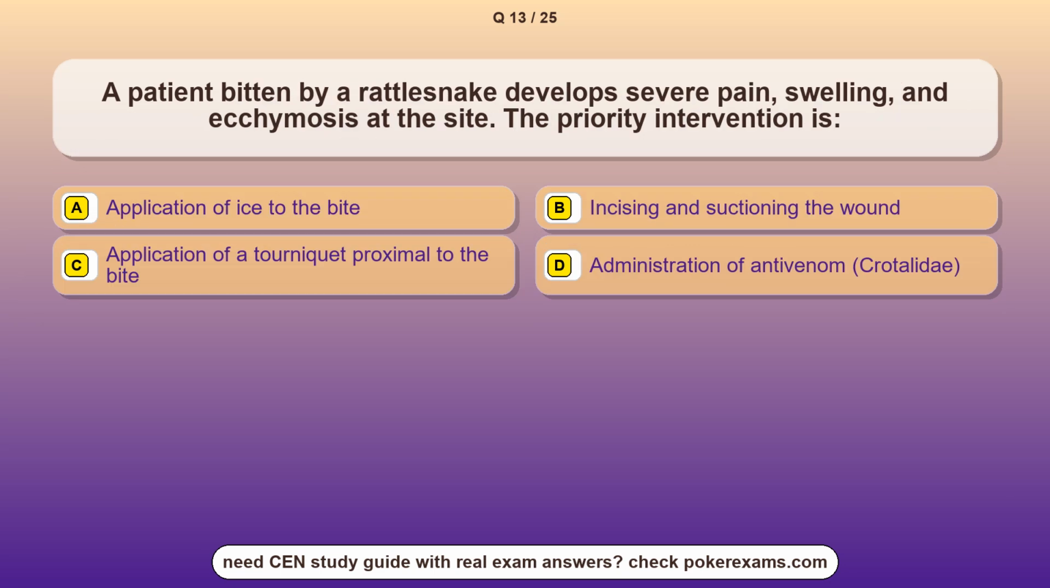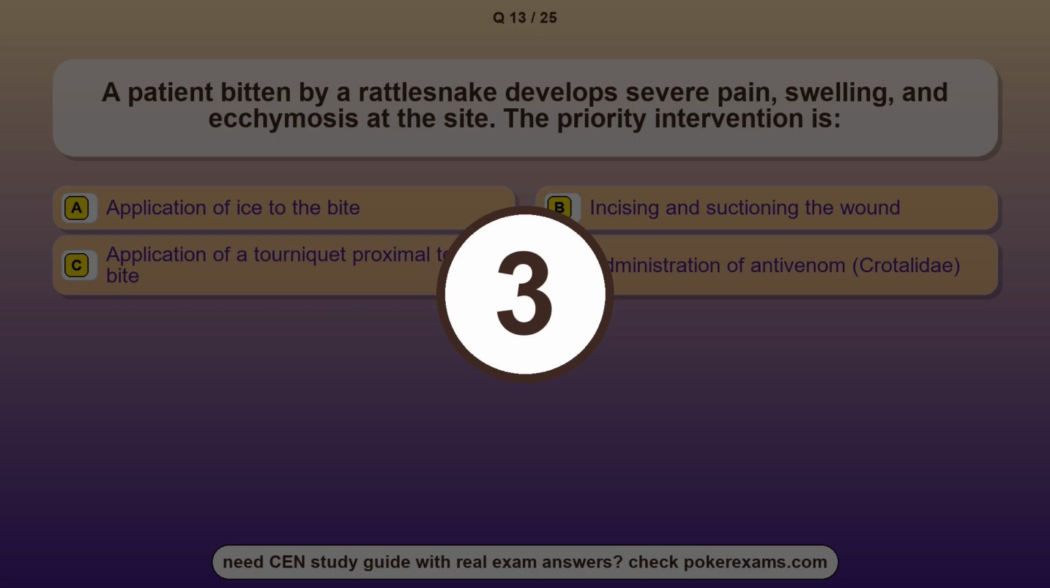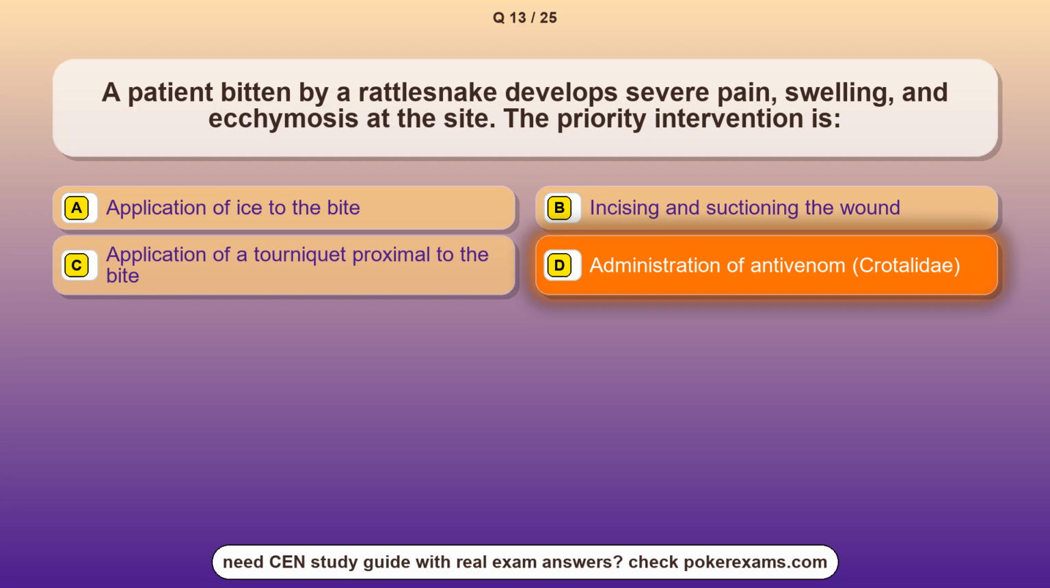Question 13. A patient bitten by a rattlesnake develops severe pain, swelling, and ecchymosis at the site. The priority intervention is option A, application of ice to the bite. Option B, incising and suctioning the wound. Option C, application of a tourniquet proximal to the bite. Option D, administration of antivenom, crotalidae. The correct answer is option D, administration of antivenom, crotalidae.